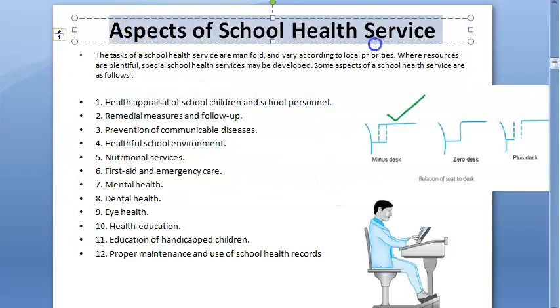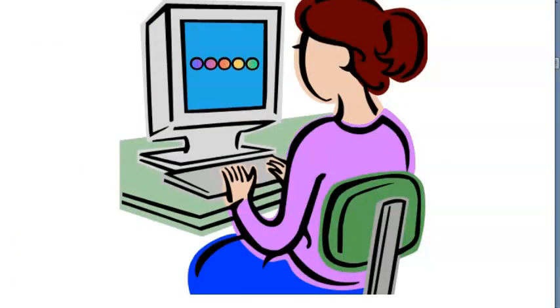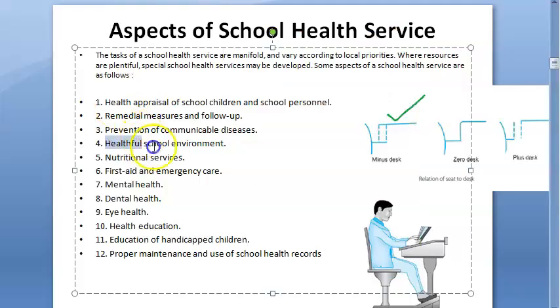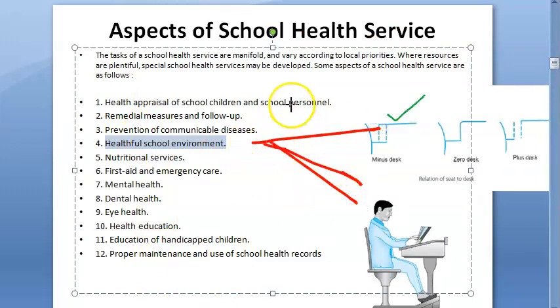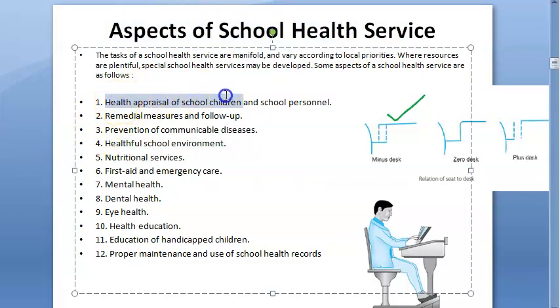So guys, what will you write in the exam if they ask you about aspects of school health service? Mainly in the exam, they can ask about the healthful school environment. That is where you will cover the table, chair, furniture, room, building, site, door, window, etc. But before we go to that, let us go through all the aspects of school health service. Health appraisal of school children and school personnel: not just the children, the staff, everybody's health appraisal.